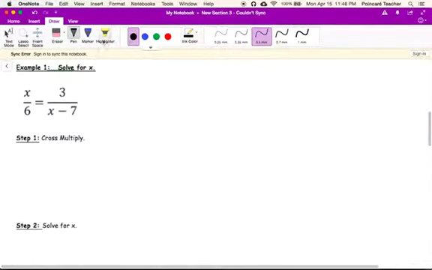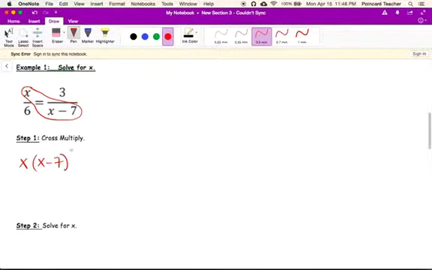For example number 1, I have this rational equation where I have two rational expressions on either side of the equal sign, and I'm trying to figure out the x that makes it true. The first step is I'm going to cross multiply. So x times x minus 7 would look like this. And then I'm multiplying the 3 times 6, and that's going to be on the other side of the equal sign. So that's going to give us 18.